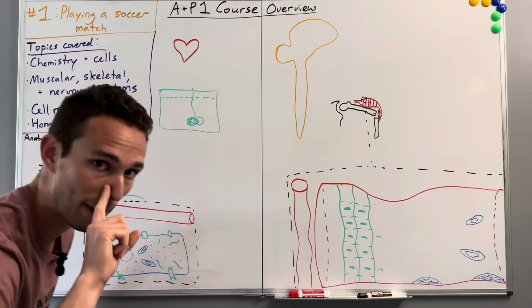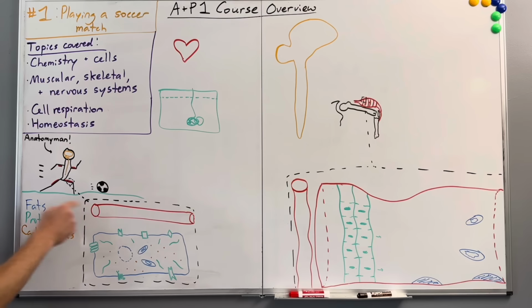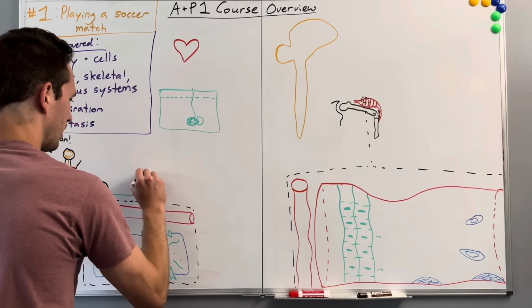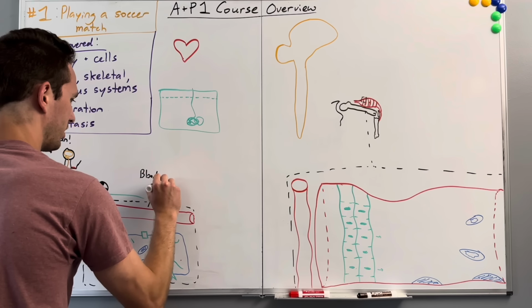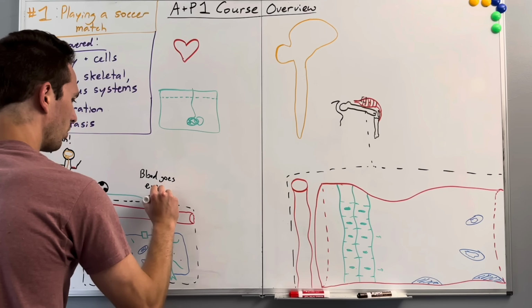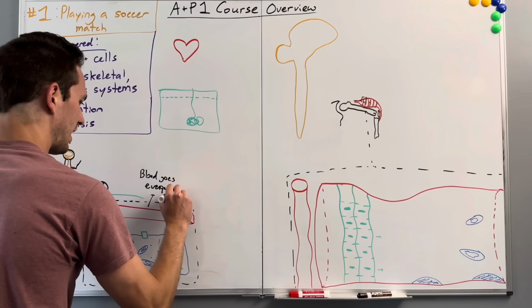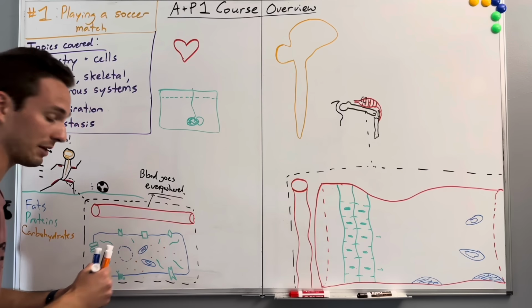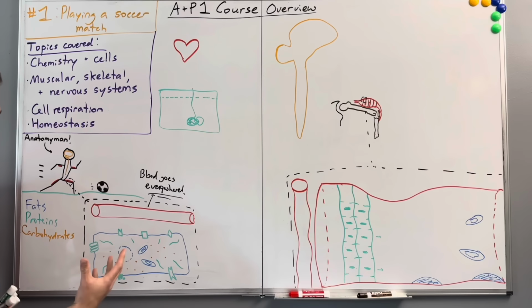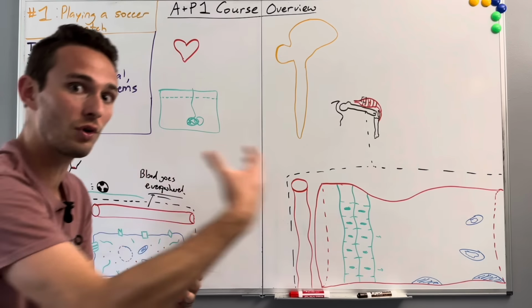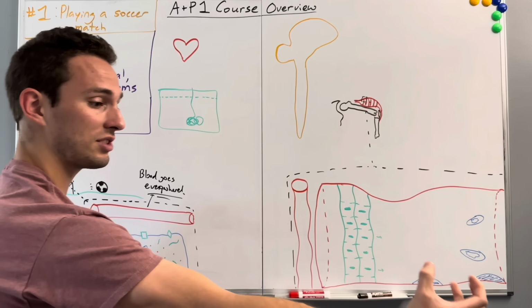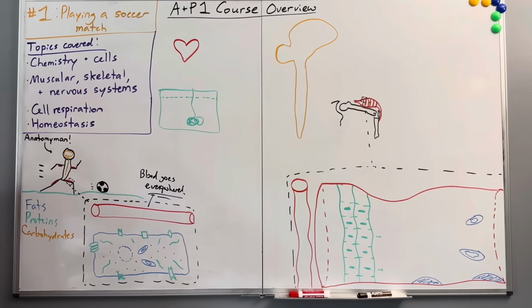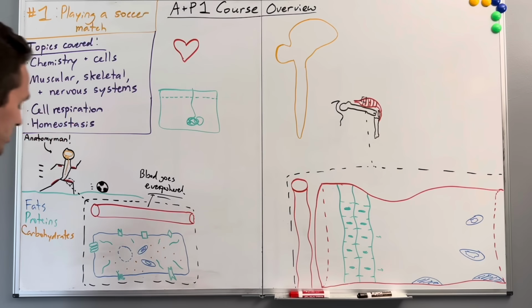Now, something you need to remember for all of your A&P courses is that the blood goes everywhere. So I want you to write the blood goes everywhere. What do I mean by that? Well, the blood goes everywhere. That means it goes to every single cell of your body, basically. Okay, so all 30 trillion cells, the blood is going to be delivering things to them and also taking things away from them. It's a really key concept for homeostasis.